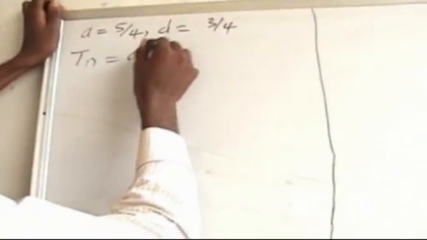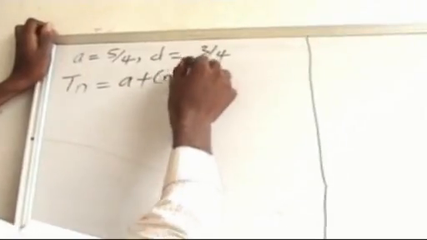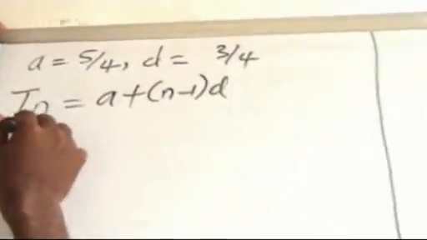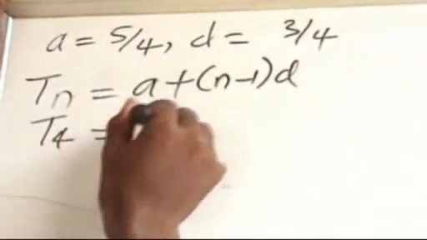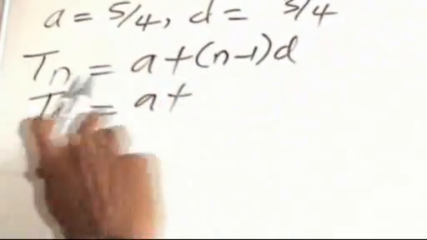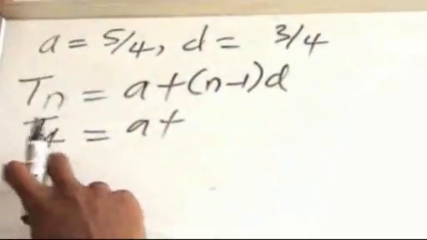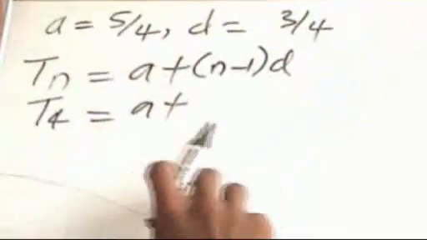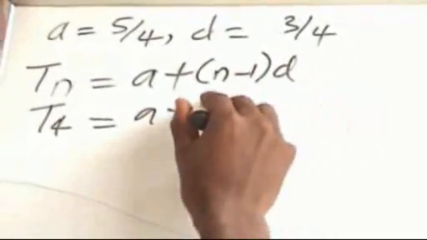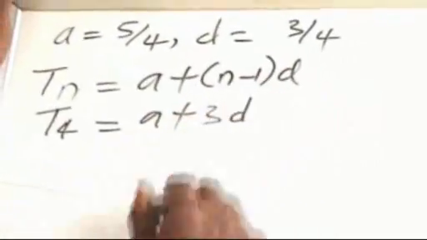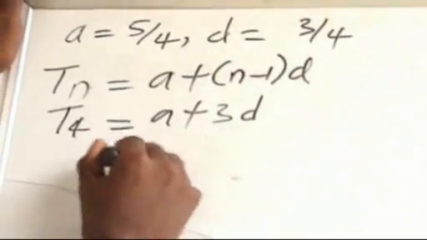Tn is equal to A plus (n minus 1), all multiplied by d. Therefore, T4 is equal to A plus, and here n is equal to 4. So 4 minus 1 is 3, 3 multiplied by d is 3d. That is the value of T4.